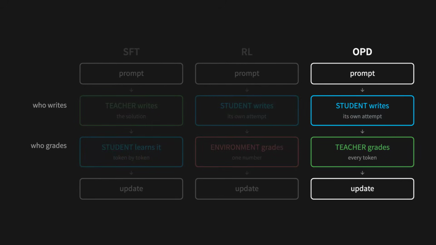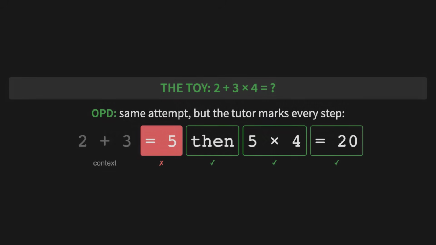And the third way is on-policy distillation. It takes the exact same attempt, but now a tutor marks every step. The step that did addition before multiplication, the equals 5, gets slammed and everything downstream barely gets touched. Every token gets its own grade. And naturally you'll ask, where does this per token grade come from? Hold that question, we answer it in a minute.